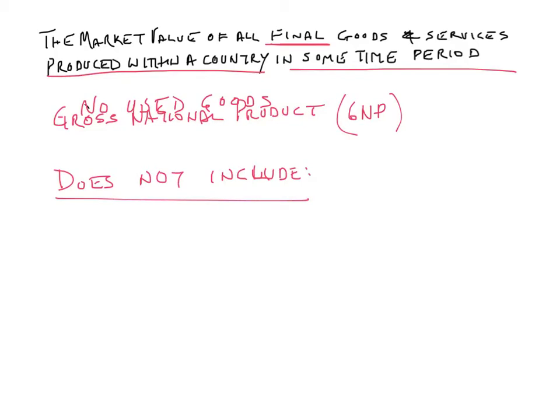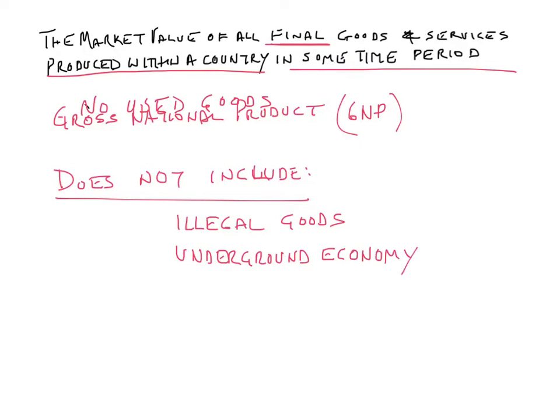For one thing, it does not include illegal goods. And it's very difficult to measure and quantify illegal goods since they're not reported anywhere. It does not include the underground economy. Underground has somewhat of a sinister name, but it's not as sinister as it sounds. This is the cash barter economy that doesn't get reported to the IRS.